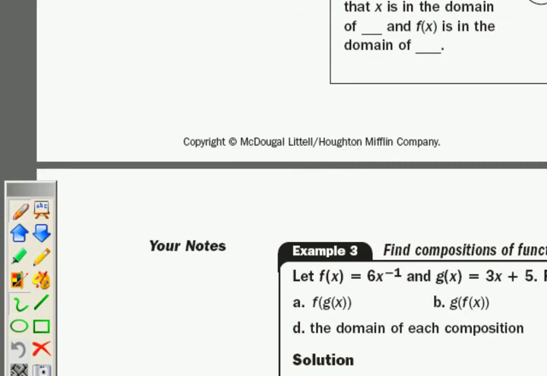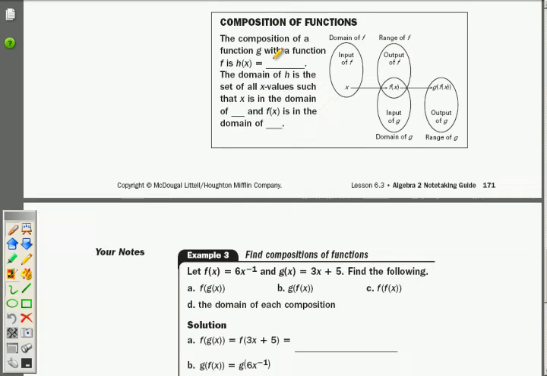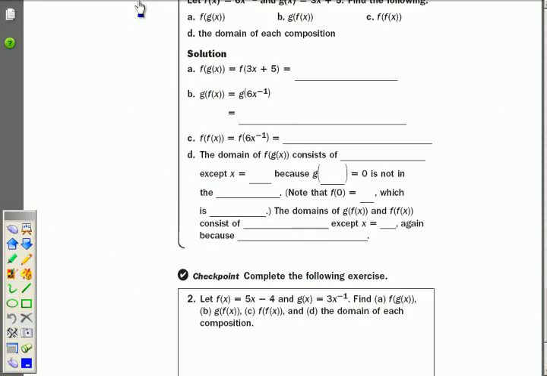The composite of a function g with a function f is g of f of x. That's what the composite function is going to look like. The domain of h is the set of all x values such that x is in the domain of f and f of x is in the domain of g. So that's going to get a little sticky. So let's take a look at example number 3 here.